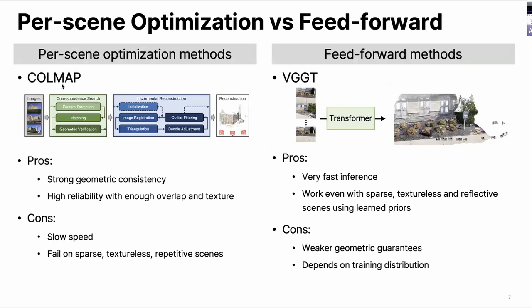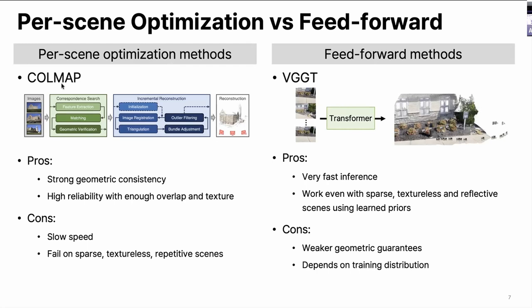Recently, the major research field has been moving from classical iterative optimization methods to feed-forward methods. Optimization methods such as COLMAP are reliable when there is enough texture and a large number of input images. But they are slow due to the optimization, and they often struggle with challenging scenes, like if there are sparse images or textureless and repetitive scenes.